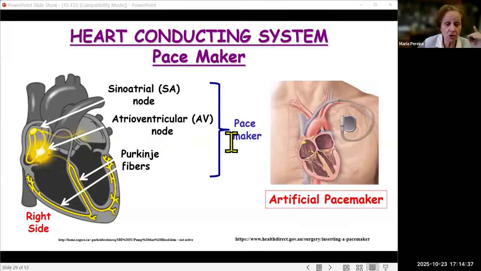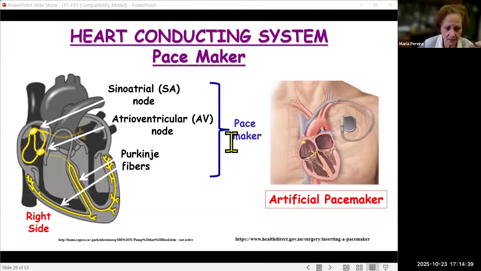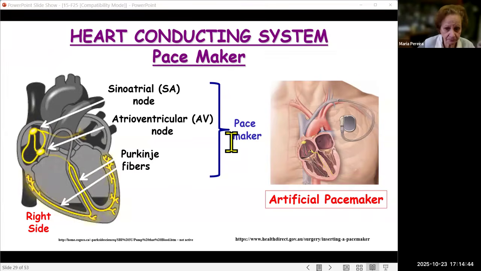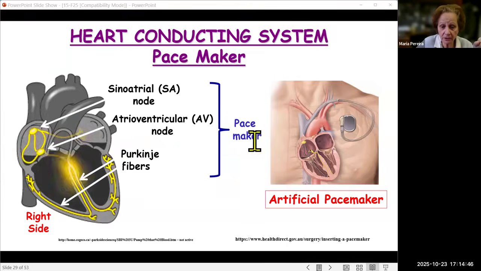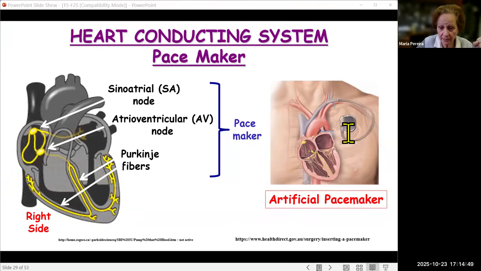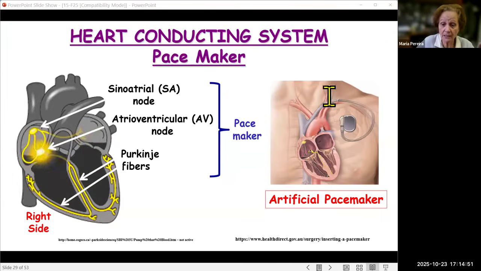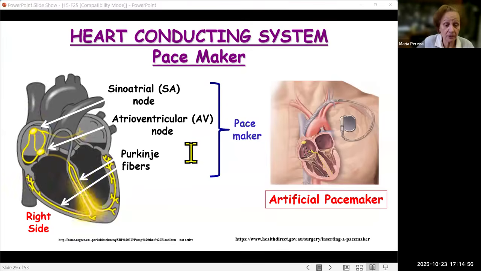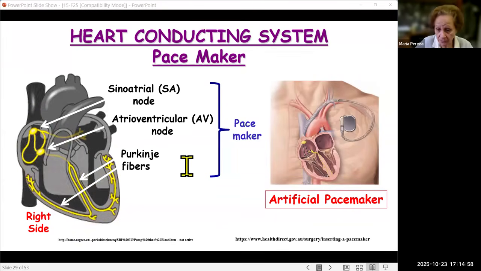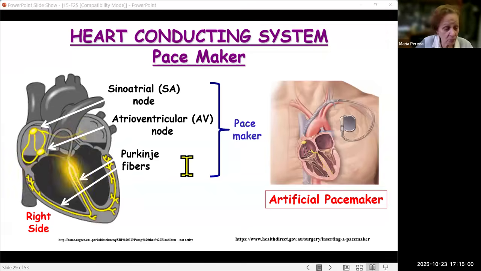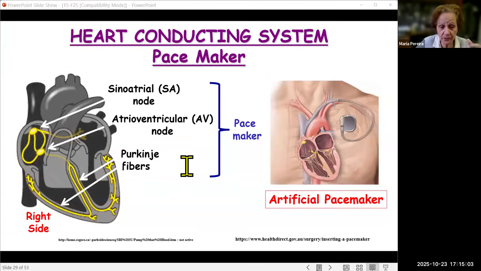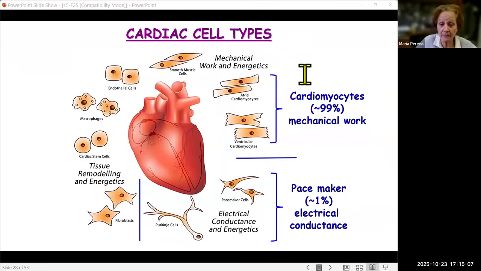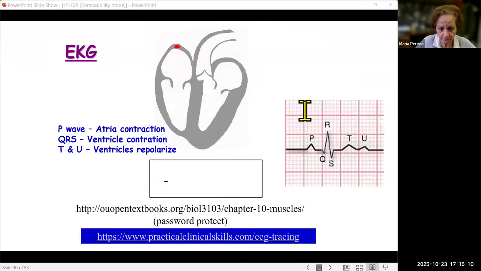And the pacemaker starts working spontaneously in the embryonic stage. So you see here an artificial pacemaker that you put batteries in, and its goal is to substitute for the endogenous pacemaker of the individual that is not working properly and has lost its ability to generate the electrical signal that will stimulate the mechanical cardiomyocytes.